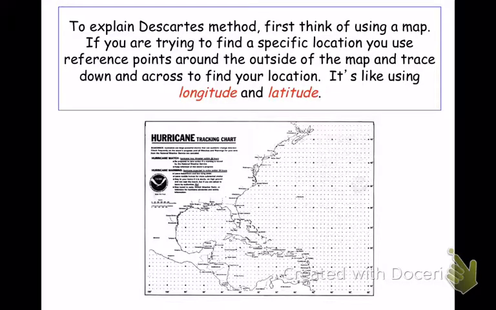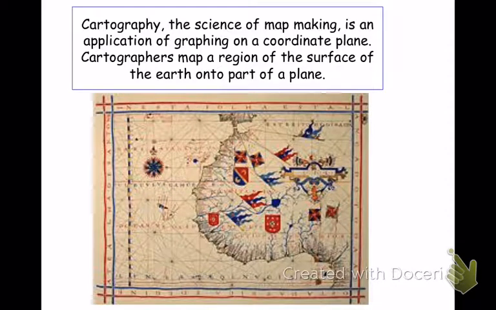When you look at a map, you're trying to find a specific location. You use a reference point around the outside of the map and trace down and across to find your location. It's like using latitude and longitude. You try to figure out where that intersection is, so you need some kind of number to reference that spot. That's kind of how the XY plane works.